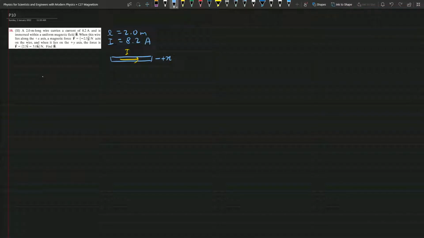Now, we know F equals BIL, and the direction of this F is given in the y component, and we know the direction of current is in the positive x. So the B must be in the z component because this FB and this L must be perpendicular to each other. So we can solve for this Bz.